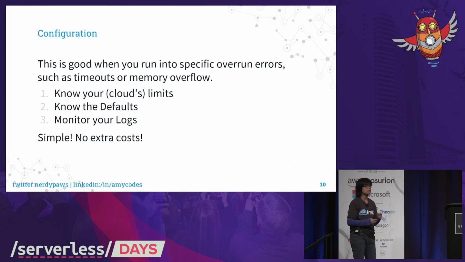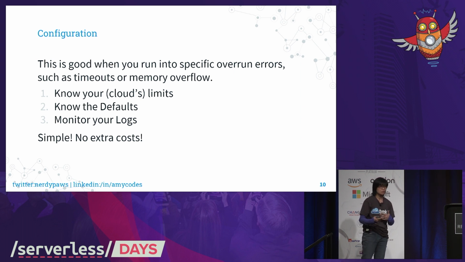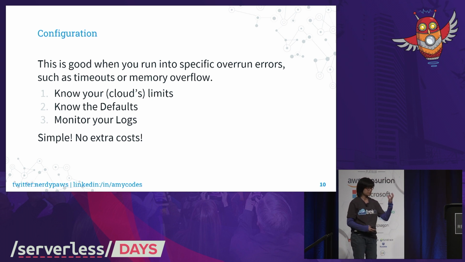So when you run into very specific overrun errors, it's very important for you to actually know what these limits are. In AWS, which is a cloud I use most of the time, they have a 15-minute time limit on Lambdas, which is great if you're doing internal business, like ETL pipelines where you're grabbing from Athena, putting it somewhere else. It's great for that.